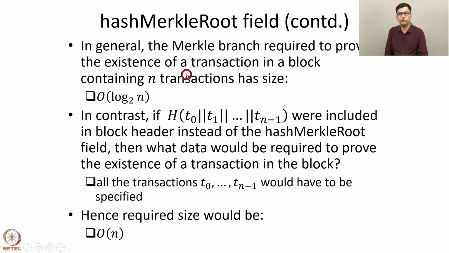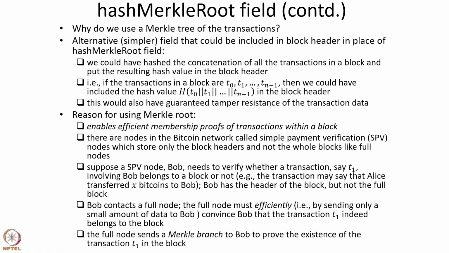Hence, when a Merkle tree is used, the amount of information that needs to be provided to an SPV node is much lower than in the case where the hash of the concatenation of all the transactions were stored in the block header. So, we have discussed this property that a Merkle tree enables efficient membership proofs of transactions within a block. So, that is the reason for using a Merkle tree as opposed to just concatenating all the transactions and putting the hash in the block header.